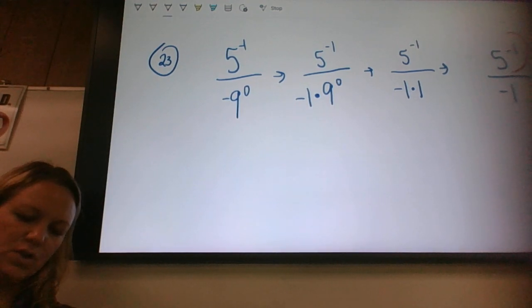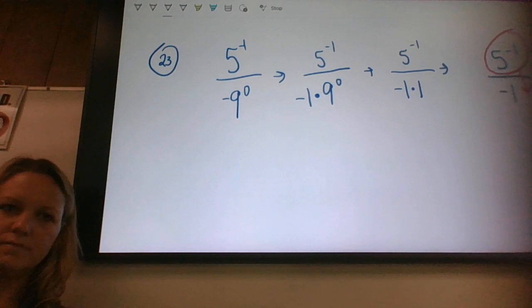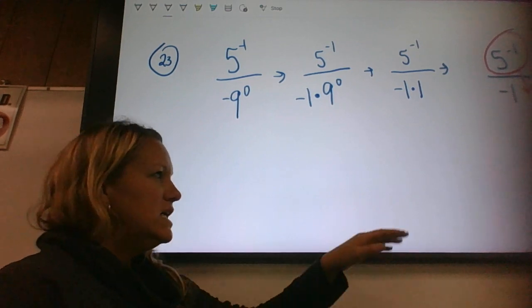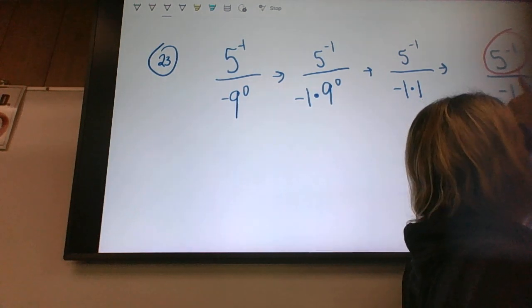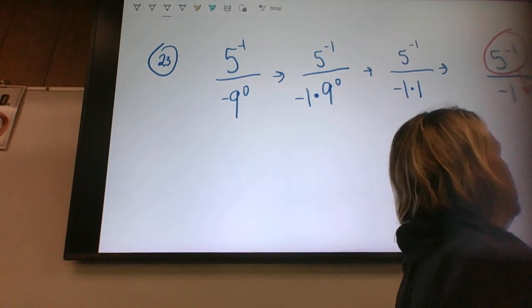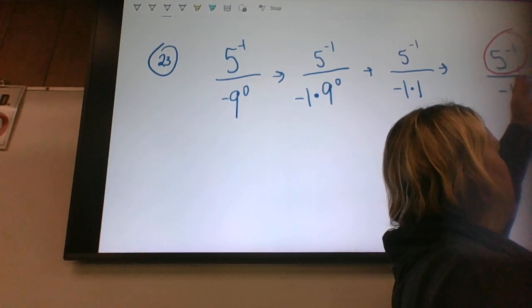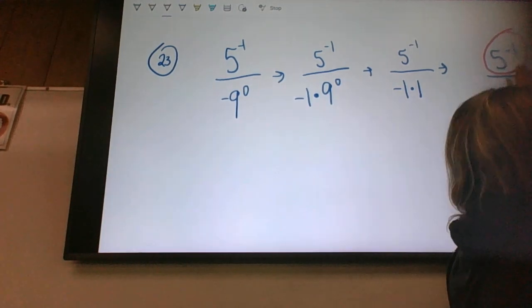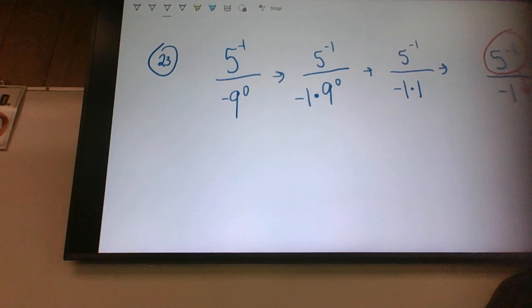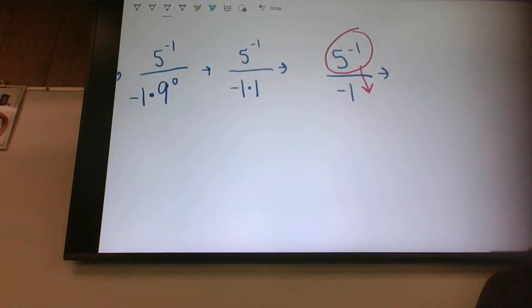So now I have to circle this and put it on the bottom. This, however, is fine. The only thing that moves is if this had a negative exponent, and it doesn't. So only negative exponents move, not negative numbers. So the negative exponent's going down. Perfect. So now there's a 1 on top.